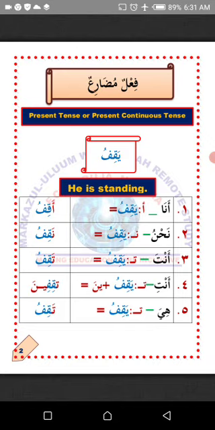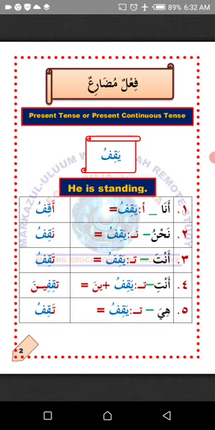Wahid, number one. Ana, I. So how do we change the verb yakifu to suit ana? All you need to do is to detach yaun and attach alifun. So the verb yakifu will now become akifu, which means I am standing.